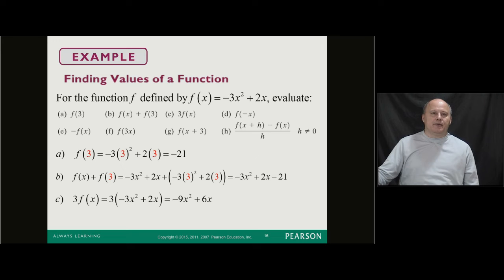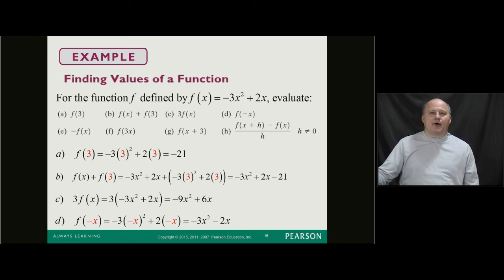So when you put a number in this time, if you did 3 times f of 3, what do you think you get? Well, if you remember, f of 3 was negative 21, and 3 times negative 21 is negative 63. So you're tripling the negative 21 if it was 3 times f of 3.